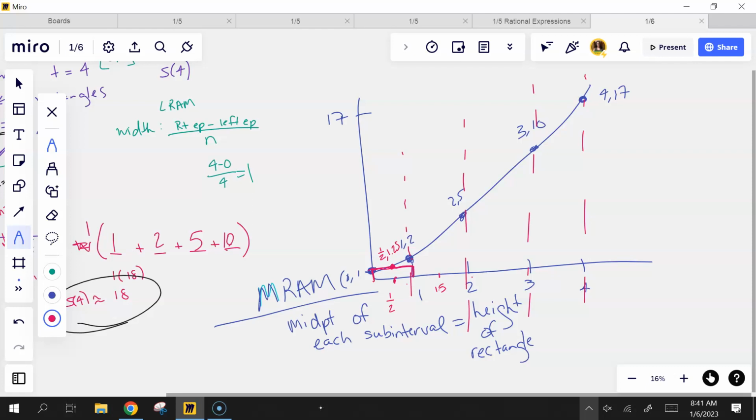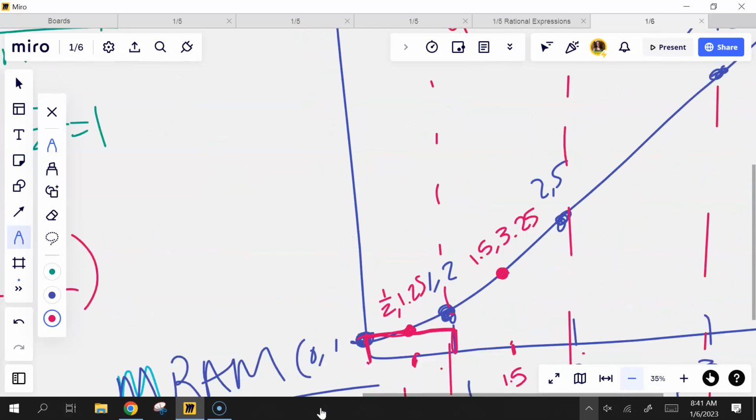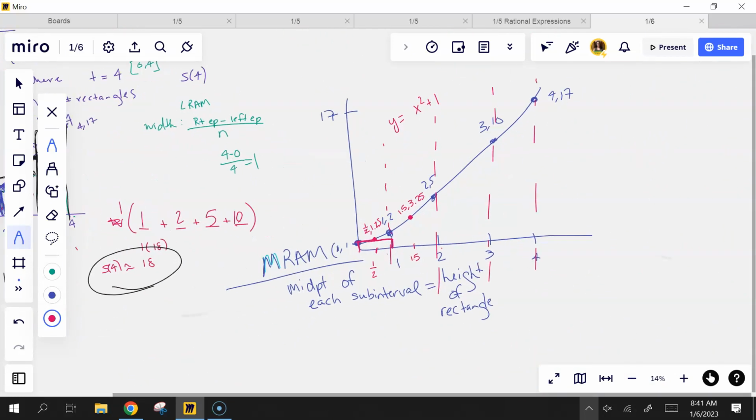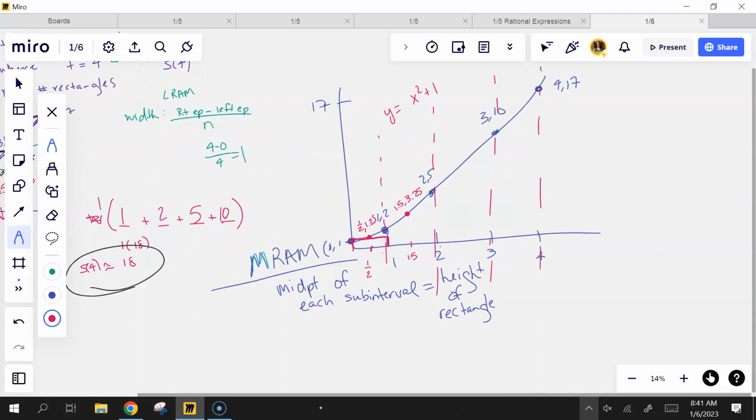Look at the next one. 1.5 is in the middle. Agree or disagree? Okay. So I'm going to put that point on my graph here, right here. That is the point 1.5. Has anybody done it yet? 3.25. Remember that equation is x squared plus 1. That's your velocity equation. Yes, so I'm just plugging the x value in to find the corresponding y value. That's the height of my rectangle now. So it's going to span across.